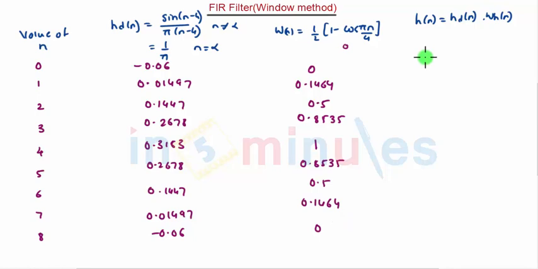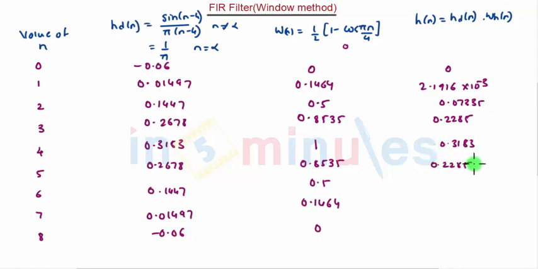And after multiplying hd of n and w of n, we get the values 0, 2.1916 into 10 raised to minus 3, 0.07235, 0.2285, 0.3183, 0.2285, 0.07235, 2.1916 into 10 raised to minus 3 and 0. Then we would move on to the calculation of magnitude response.